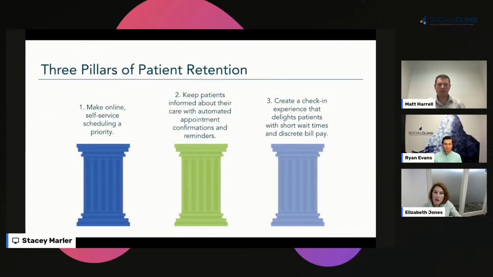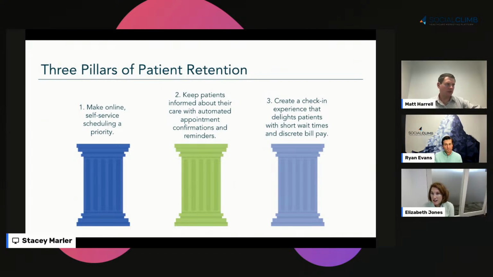So knowing what drives a good patient experience and what to avoid, it's important to put that understanding into practice. So three things to think about. One is leverage patient self-service tools such as online scheduling. So this gives your existing patients more flexibility, drives new patients to your practice. Two, leverage tools where patients can keep updated on the status of their appointments through appointment confirmations and reminders.